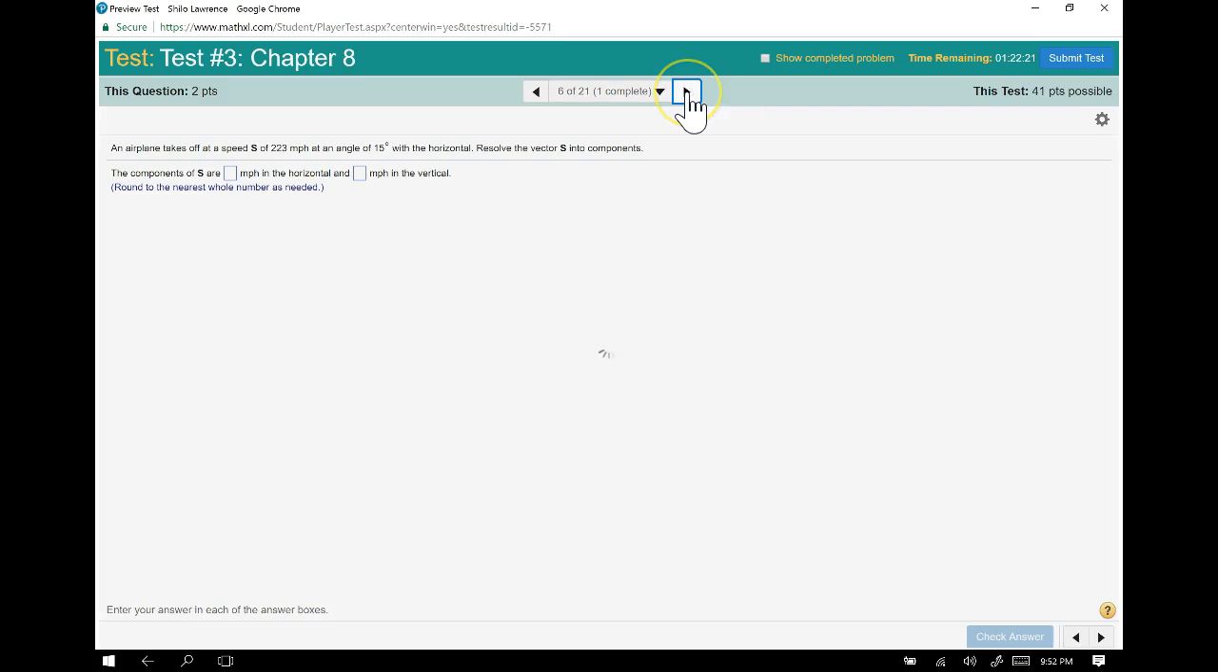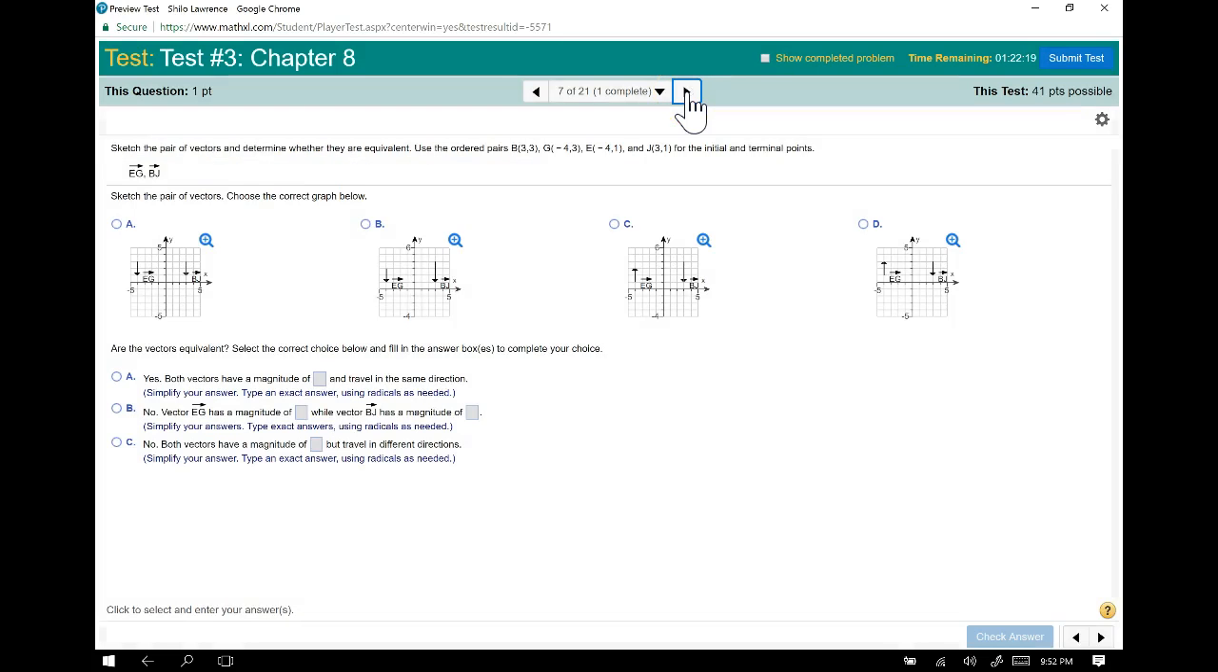I definitely want to do one where we have to add vectors, because those can be kind of tricky. Sketch the pair of vectors and determine whether they are equivalent. Equivalent vectors have the exact same magnitude in the exact same direction. B is at the point 3, 3. So really it's just finding points here. And G is at the point negative 4, 3. E is at the point negative 4, 1.